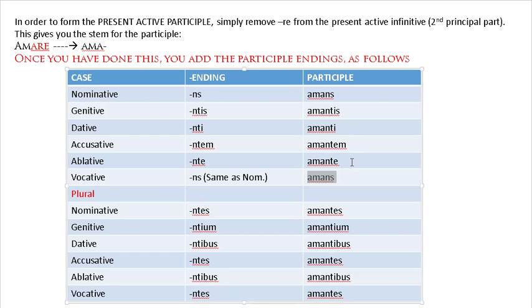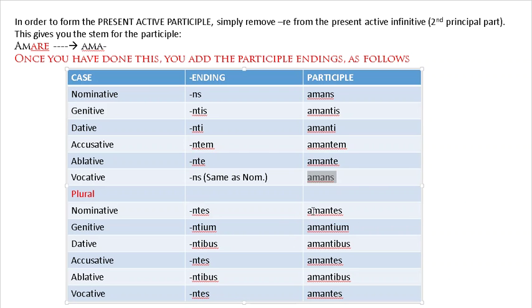Viro amante as an ablative would be, say, by, from, in, with a loving man, or even with a man loving, etc., etc. And then amans vir, or vir amans in the vocative would be, hey, you loving man. Perhaps not a frequently recurring phrase in daily life.